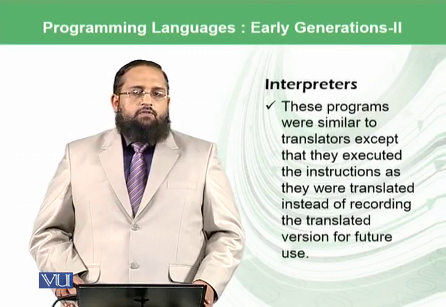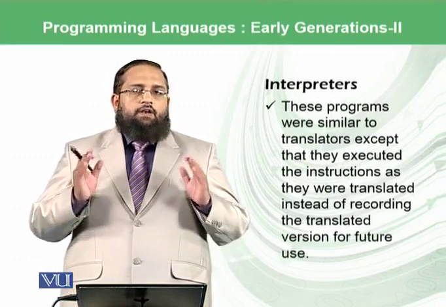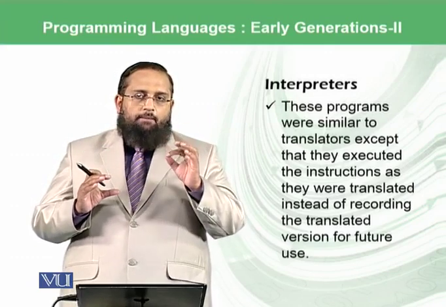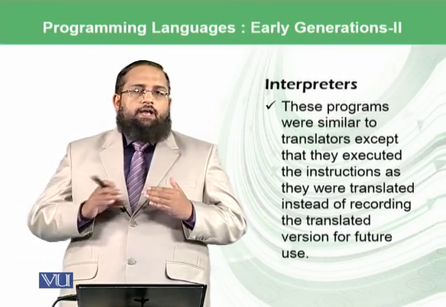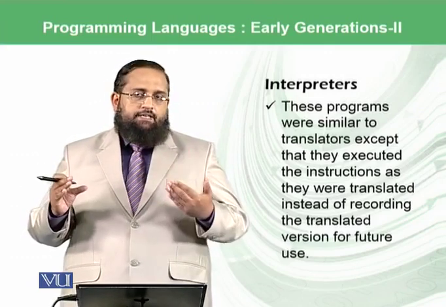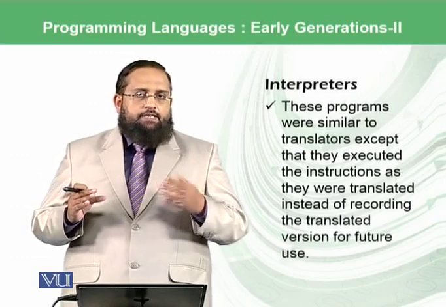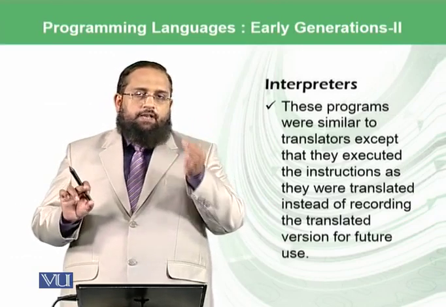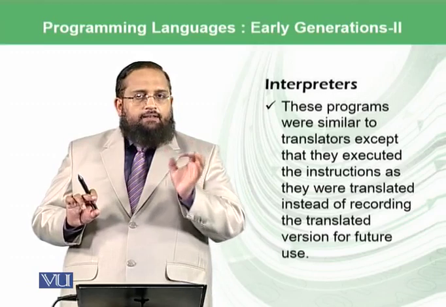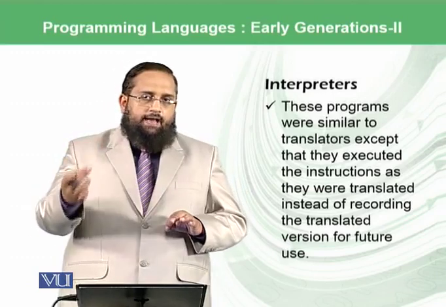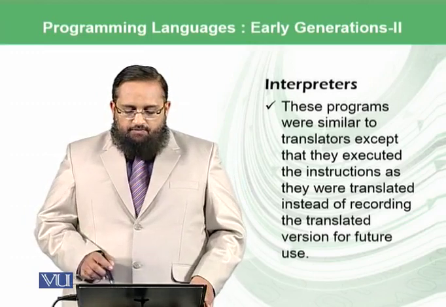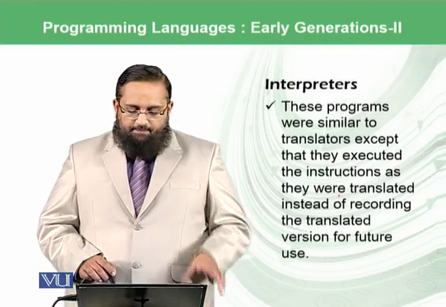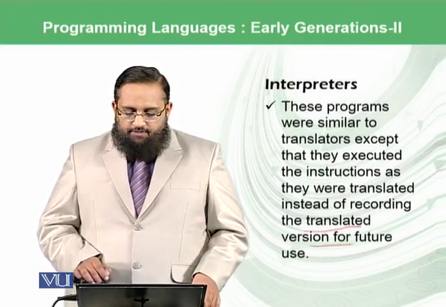And then there was another concept known as interpreters. The difference between compiler and interpreter is that when a program is written, a compiler first translates all of the code into machine language and then executes it. However, interpreters first translate one instruction into machine language and execute that instruction, then move to the second instruction, convert it into machine code and execute it. So these programs were similar to translators except that they execute the instruction as it is translated instead of recording the translated version for future use.